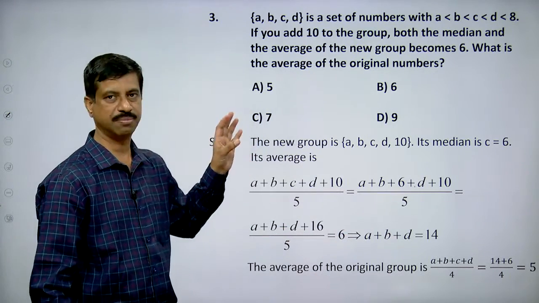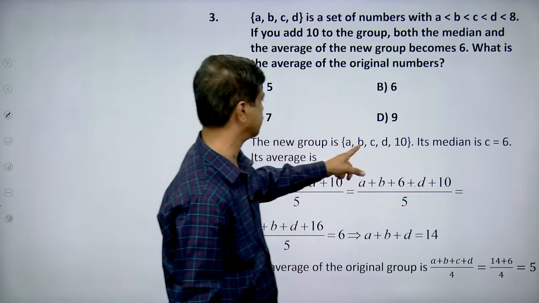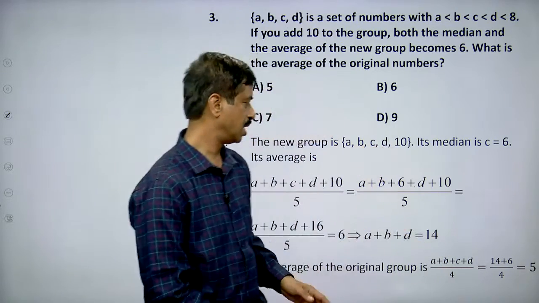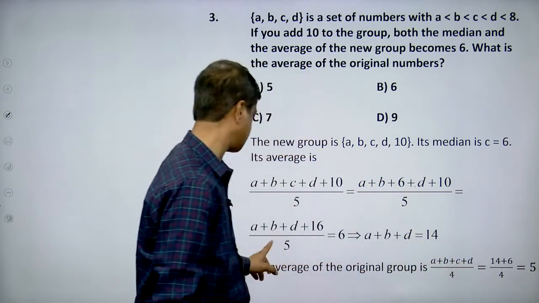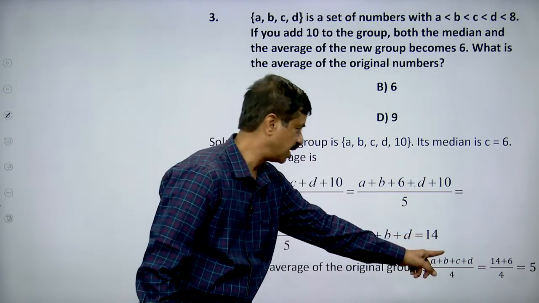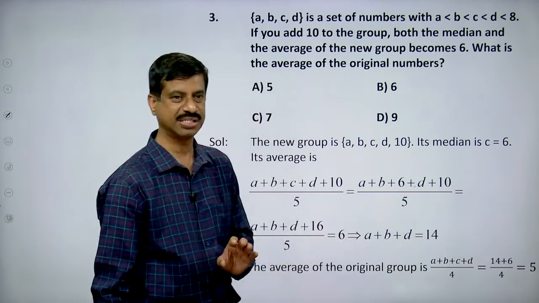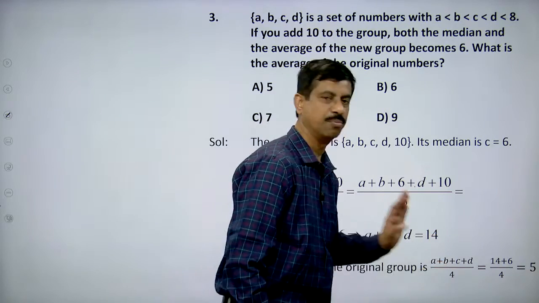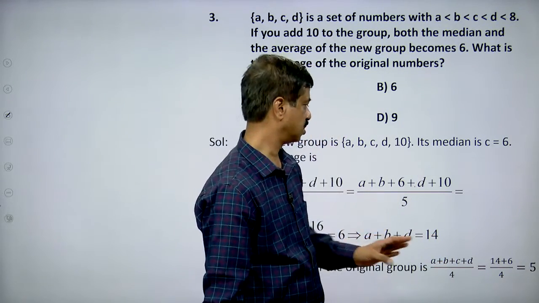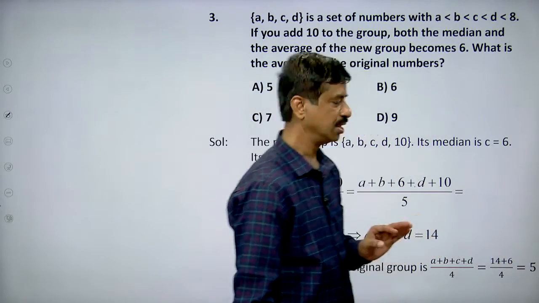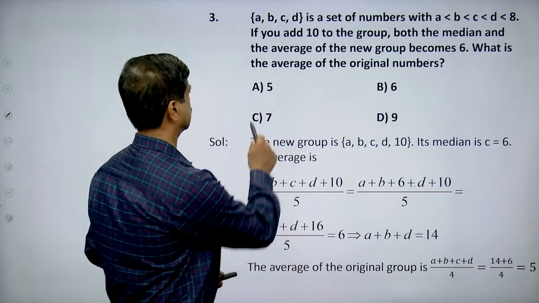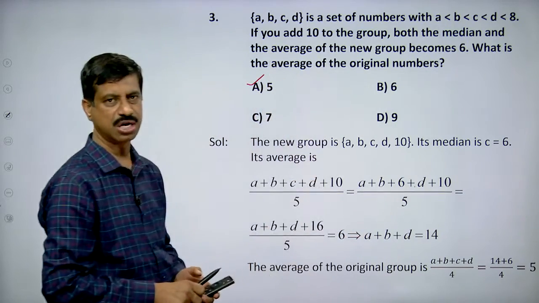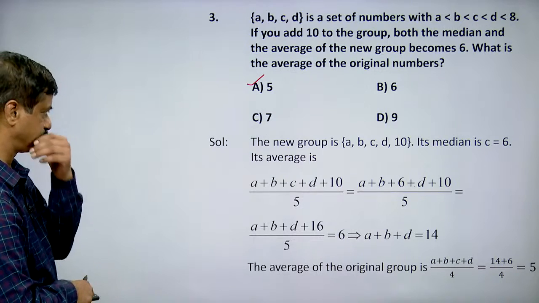So, what is the average of the original group? (A plus B plus D, which we got as 14, plus C, which is 6) divided by 4. Therefore, this is 5. So, children, this much work is also not required. Can you tell me what else can be done?